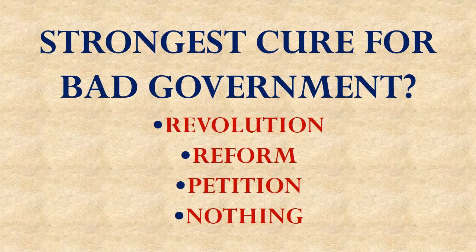And what's the strongest cure they can have for a bad government? Can they legitimately engage in revolution, or do they just reform their government, or do they petition, in other words, ask it to change and hope it does? Or can they just simply not do anything once they create a government? The correct answer is the people have a right to revolution, because since they created the government, they can get rid of the government if they want.